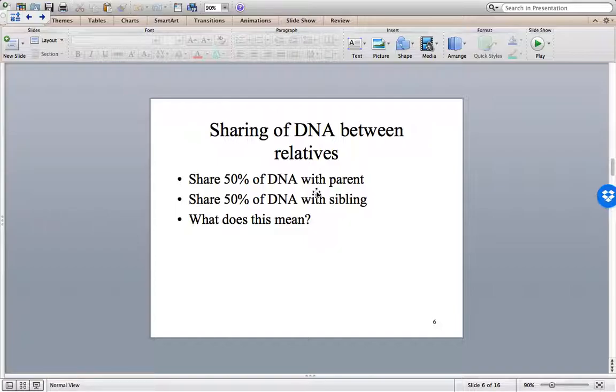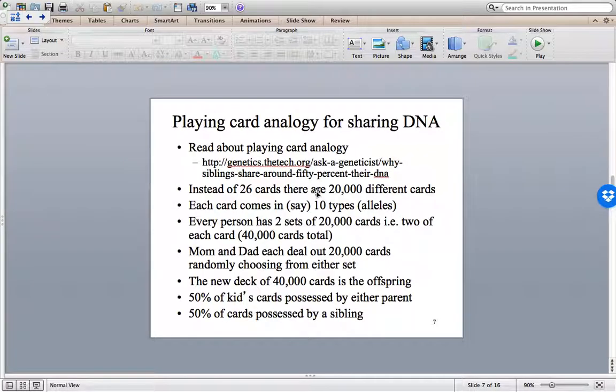So what does it mean to share 50% of your DNA? Here is a website that gives a nice playing card analogy to explain this concept. You should stop this video and spend 5 minutes reading this explanation at this URL.